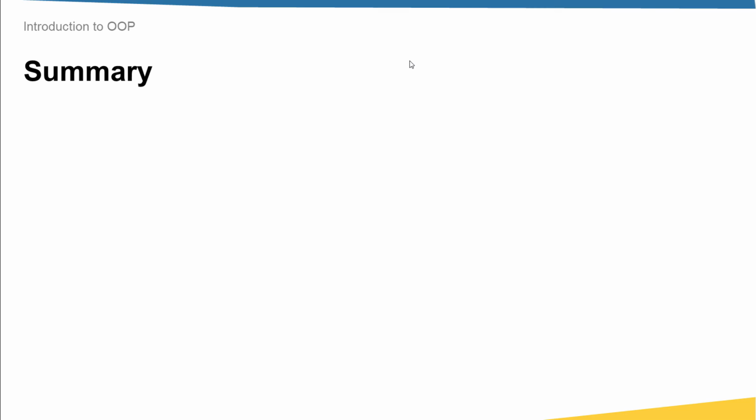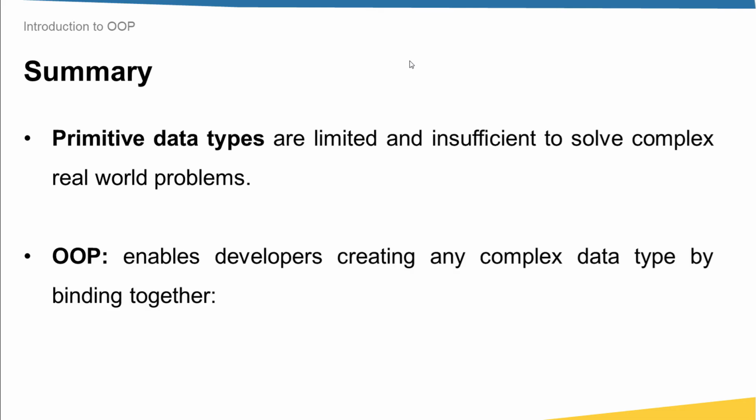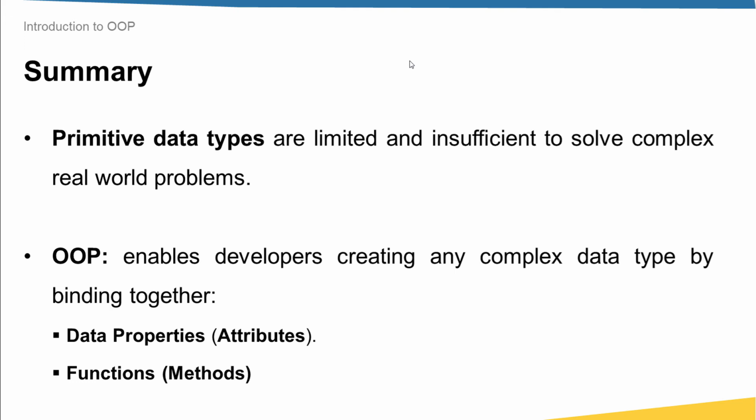That's all for this lecture, and now let's summarize what we have learned. First of all, we saw that old programming languages supported primitive data types, and these data types are very limited and insufficient to solve complex real-world problems. And for this reason, OOP has come to the scene, and it's a very good solution for this problem because it allows us to create complex data types by combining together the data properties that describe these data types and the functions or methods that handle them.